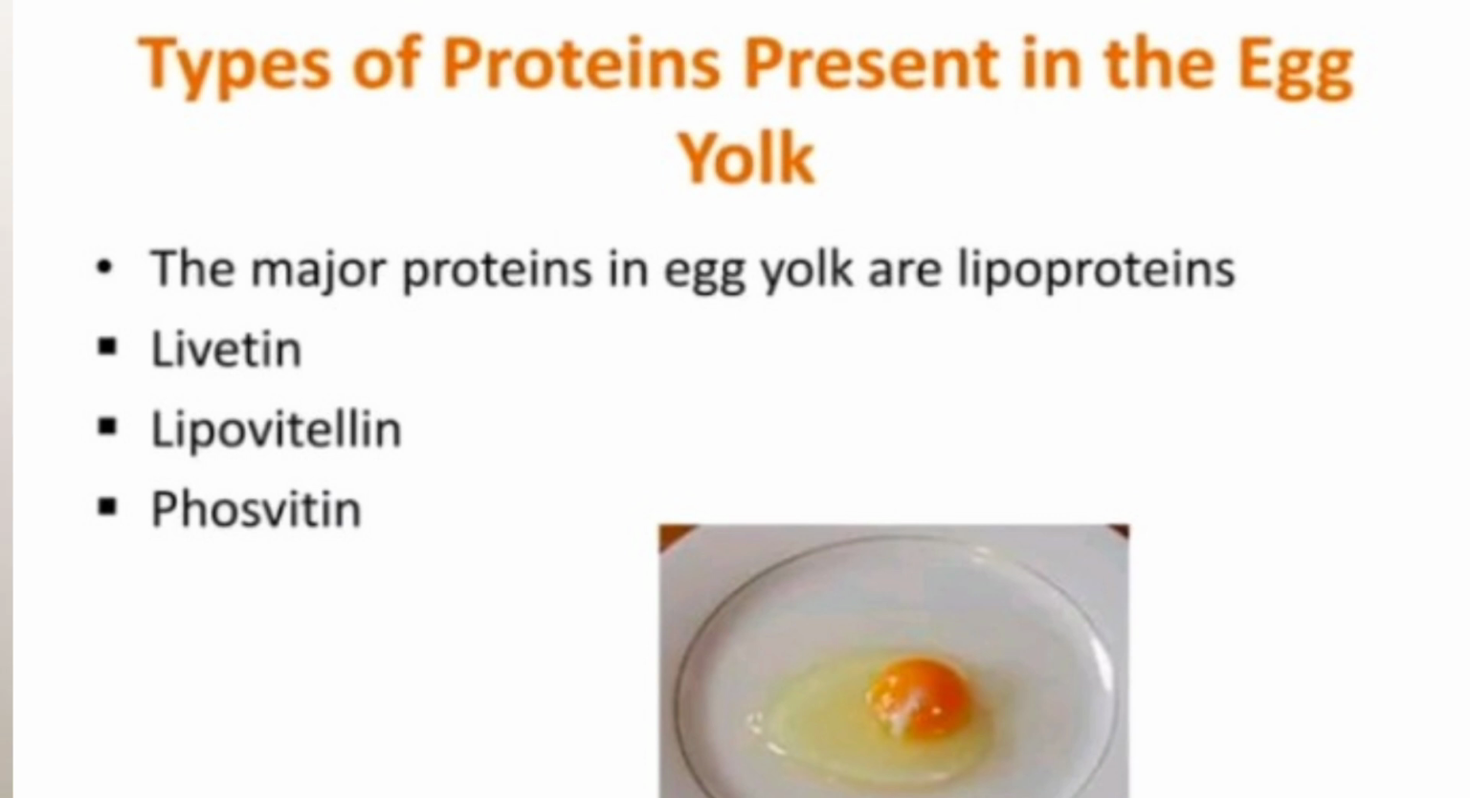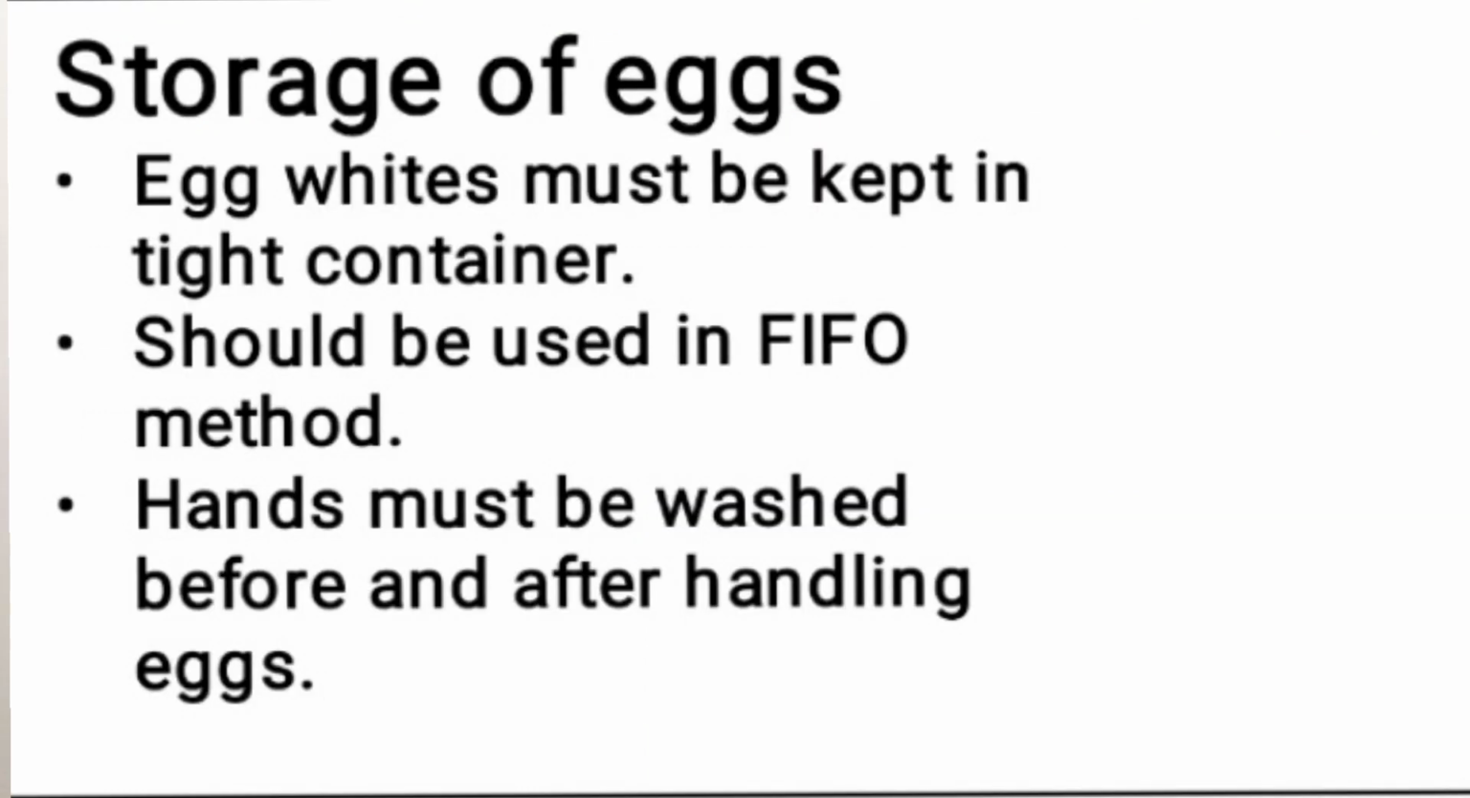Also, as you have seen, egg yolk starts coagulation at 71 degrees Celsius and ends coagulation at 81 degrees Celsius.